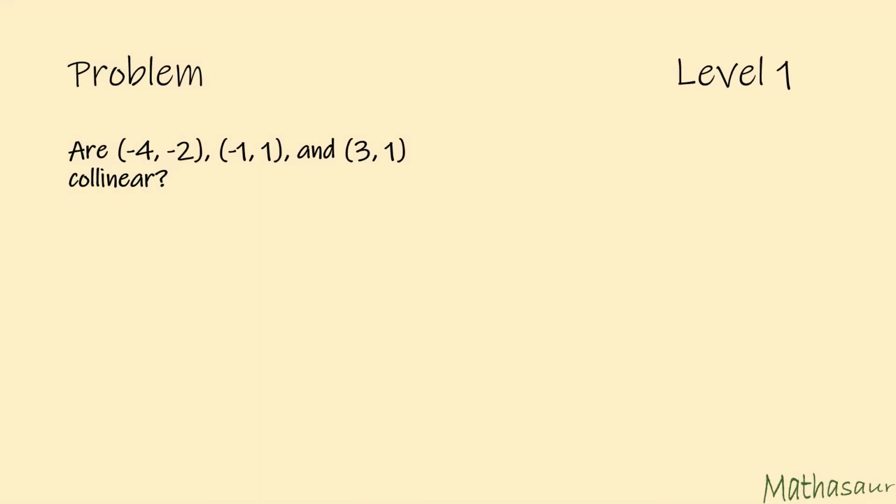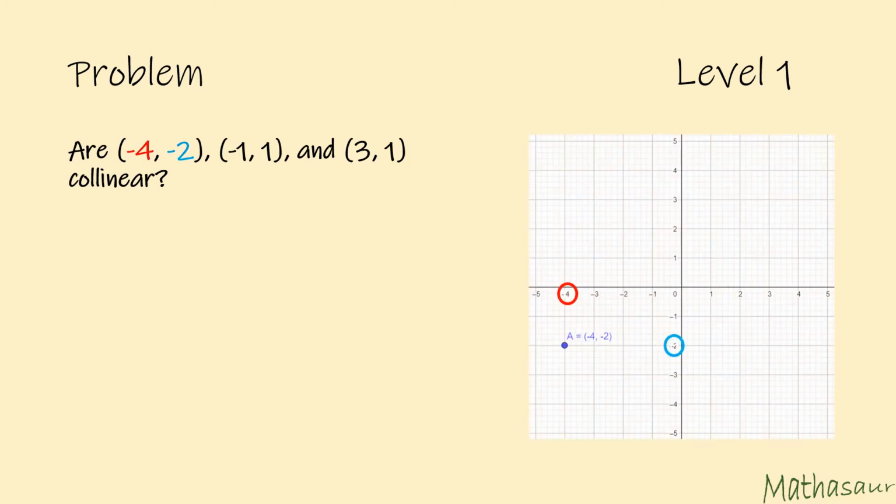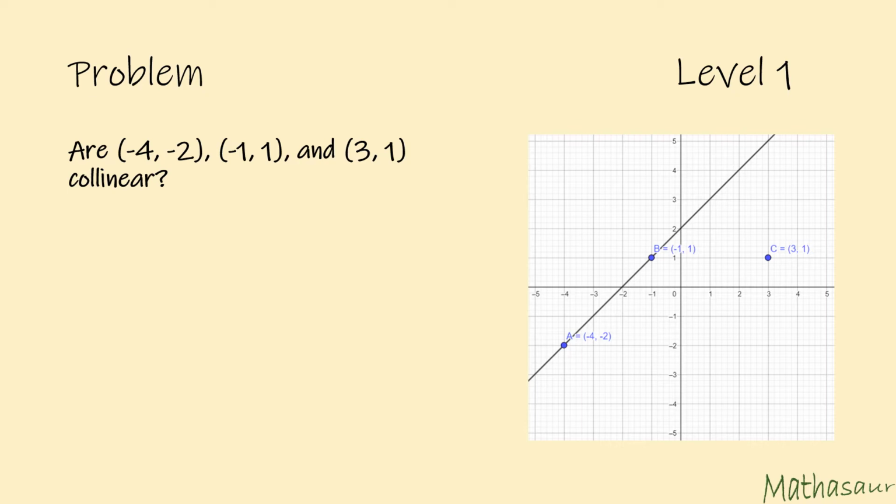Let us look at a problem. Are (-4, -2), (-1, 1) and (3, 1), are these 3 points collinear? Let us draw the x and y axes and try to plot these points. Now if I draw a line that passes through points A and B, I can see that the line does not pass through the point C.